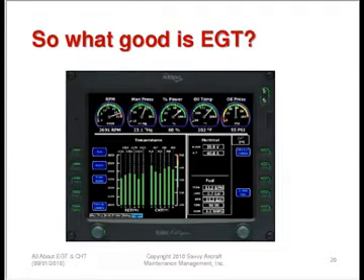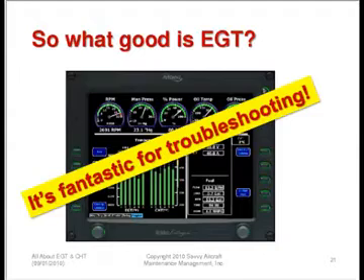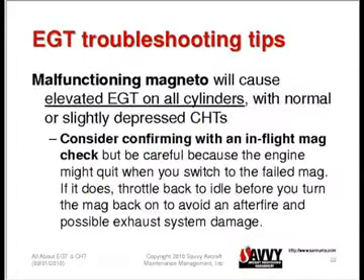And the answer is that EGT is sensational for troubleshooting. The number we want to look at in terms of operating the engine and keeping it out of the danger zone is CHT. But when something goes wrong with an engine, EGT is absolutely invaluable for figuring out what's wrong. So let me just quickly go through some items here. I won't spend very much time on this, but just to give you an idea.